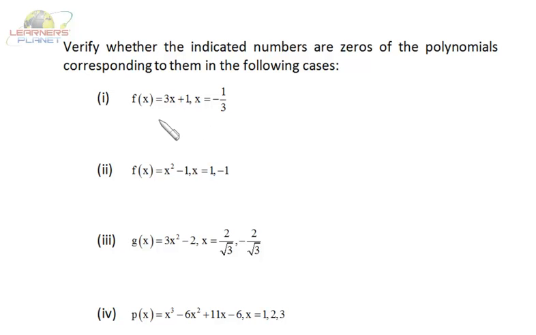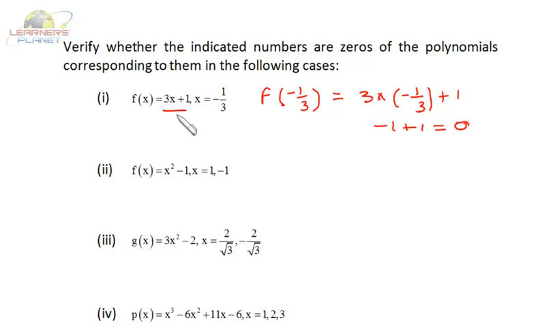Okay, so how can we do it? Just put the value of x as minus 1 by 3 and if we get 0, then x is equal to minus 1 by 3 is 0 of this polynomial, otherwise it is not. Okay, so let's do it. I have to check it at x is equal to minus 1 by 3. So I calculate f minus 1 by 3. It is 3 into minus 1 by 3 plus 1. Okay, so it's minus 1 plus 1. So we are getting 0. That means minus 1 by 3 is the root or 0 of this polynomial.